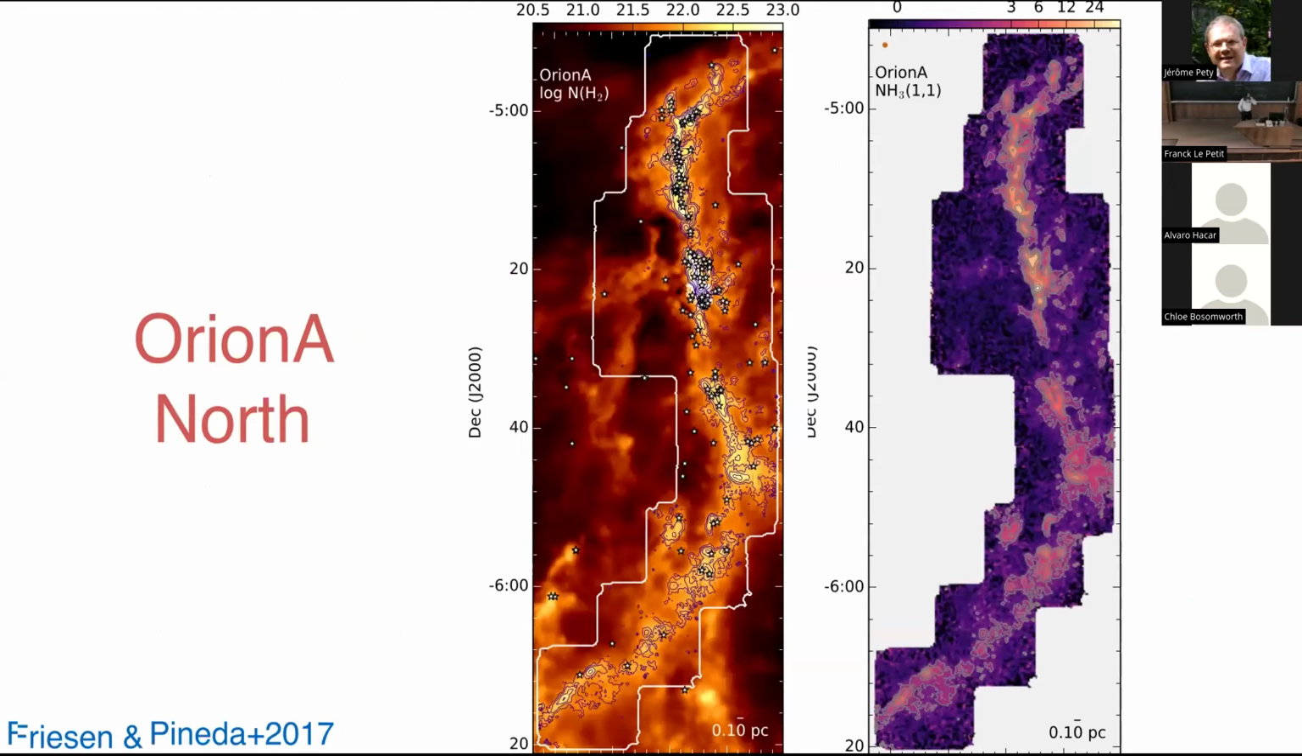And finally, this is the final region of the DR1, Orion A. You have also seen beautiful images from JWST. Alvaro also showed you some of these images. These are the whole map. It's all available. You can have access to both the line widths and the kinematic information.